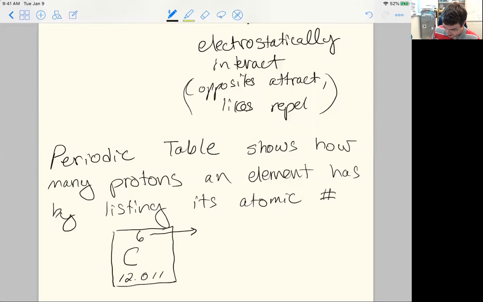So the number 6 is the atomic number. The atomic number, a very important attribute of our elements, is equal to the number of protons in an element.